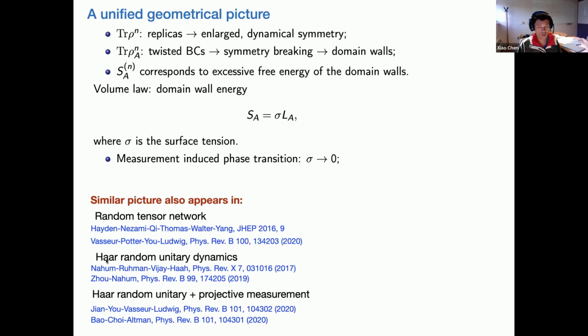And this idea also appears in the Haar random unitary dynamics, where the entanglement entropy also maps to some domain wall picture. And this picture is also used in the hybrid Haar random circuit, which involves both unitary and projective measurement gates. So in all these systems, it shows that the entanglement phase transition can be mapped to a symmetry breaking phase transition in the enlarged replica space.